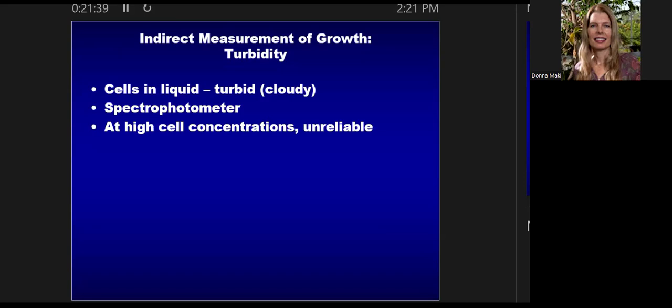The trick you have to learn is that when the sample gets really turbid, you have to dilute it because it gets too unreliable at high cell concentrations. Your OD reading gets off. And so you have to dilute it.